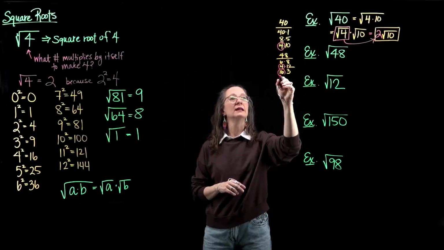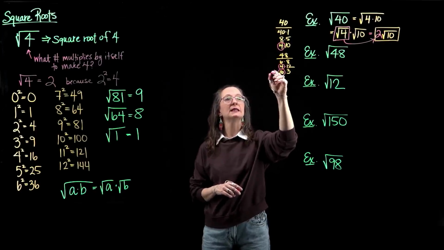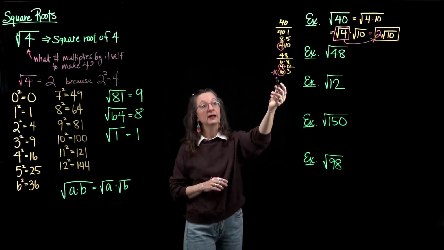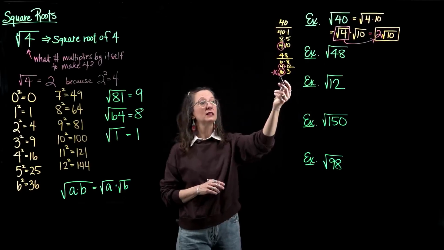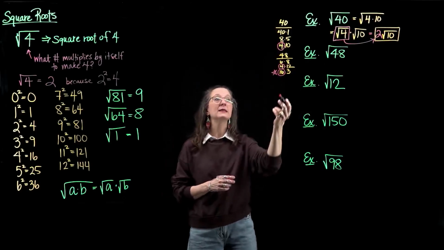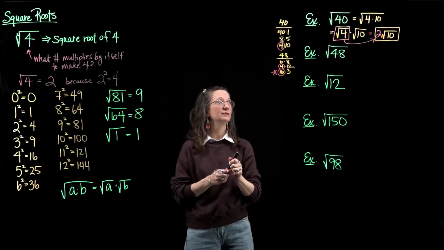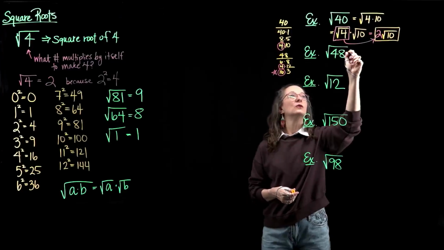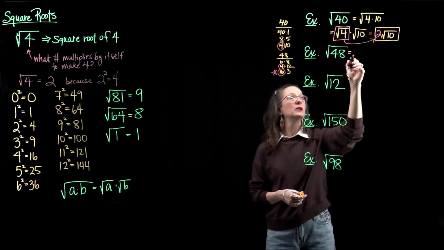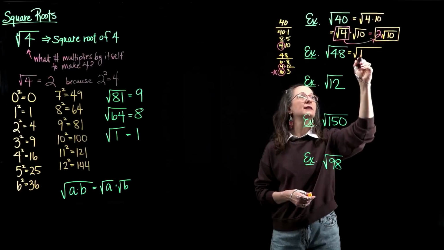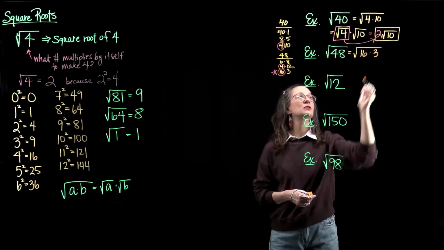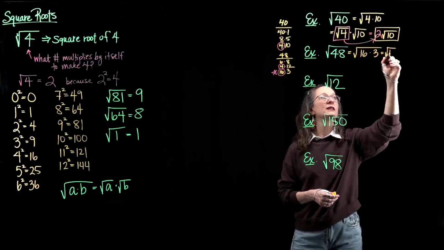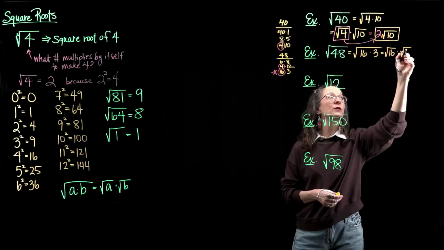But 16 times 3, 16 is my biggest perfect square. And so that's the breakup I want to deal with, 16 and 3, because it has the biggest perfect square. All right, so the square root of 48, I'm going to rewrite this as the square root of 16 times 3, which would be the square root of 16 times the square root of 3.